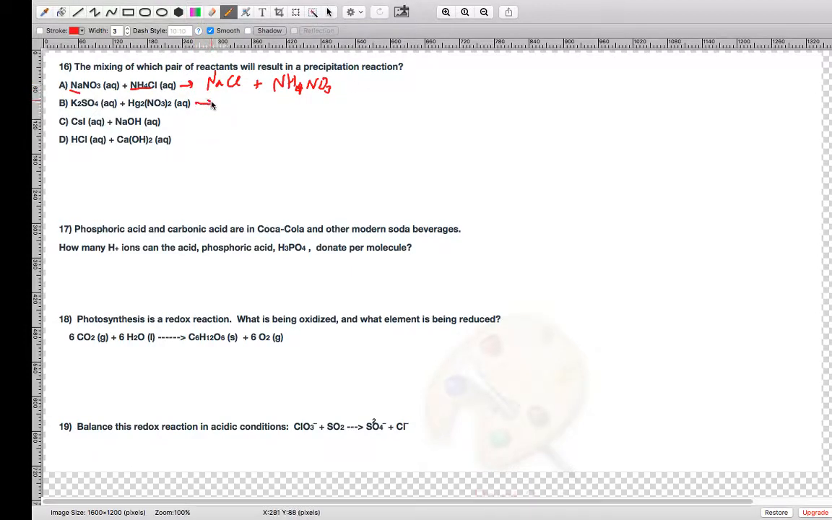Remember, you can only have a reaction here when a solid forms, or water forms, or a gas forms. In this case, we're only interested in the precipitation reactions, which is when a solid forms. Here's the K, here's the Hg2. So the K will go with the NO3. I'm not even interested in balancing the equation, just in whether it is going to form a solid or not. The Hg2 will go with SO4. I know KNO3 is soluble because it has potassium, but what about Hg2SO4? What is SO4? SO4 is sulfate.